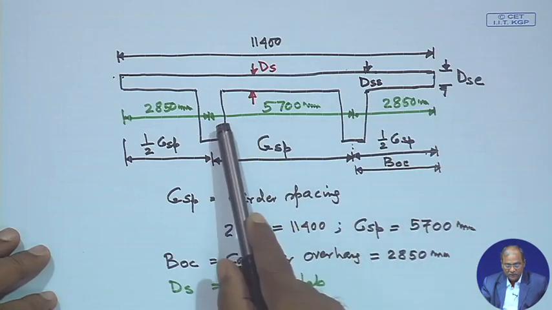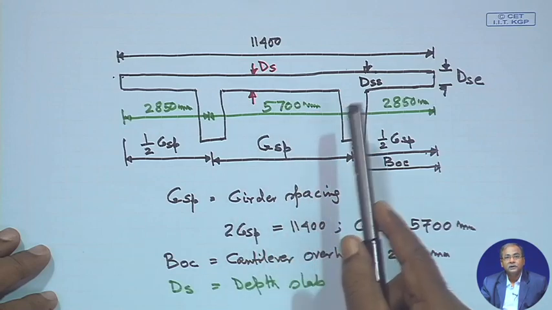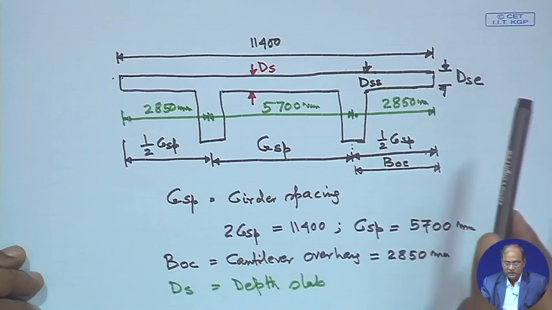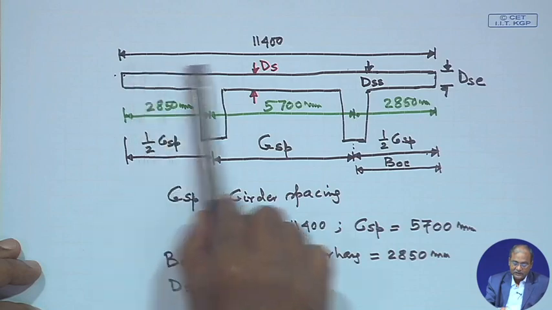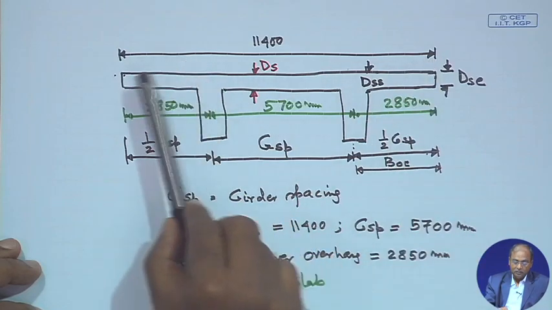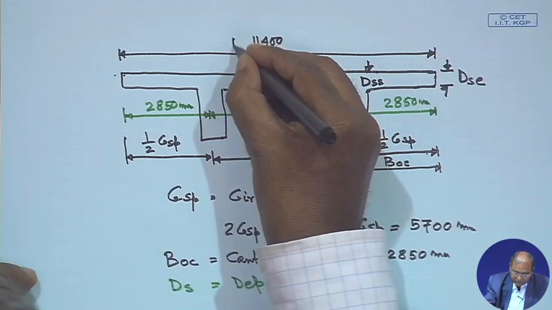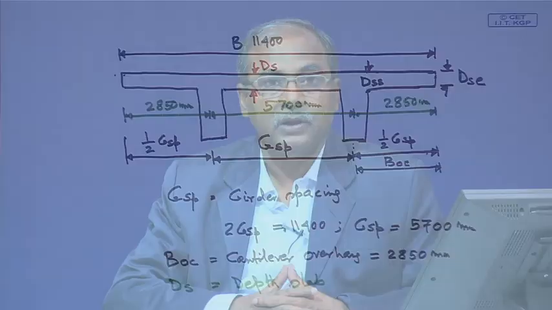If these dimensions are more like this, there is a possibility that the depth will also increase, which is not at all desirable. So for a certain span, a certain width we require, and how many girders we require is very important here.